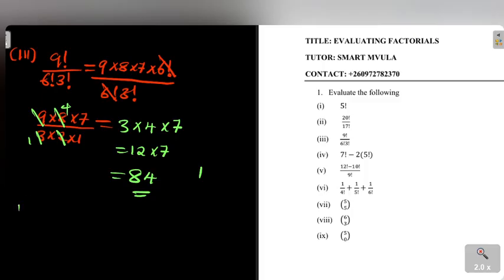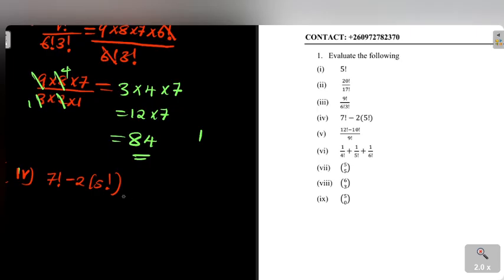Then we have our part 4. For part 4, what we have is 7 factorial minus 2, then open brackets, we have a 5 factorial. So for us to evaluate this one, first we are going to look at the bigger factorial, which is 7 factorial. So you're going to reduce it to the next smallest factorial, which is 5 factorial. So reduce 7 factorial to 5 factorial. So it will be 7 times 6 times 5 factorial minus 2 open, then this is a 5 factorial.